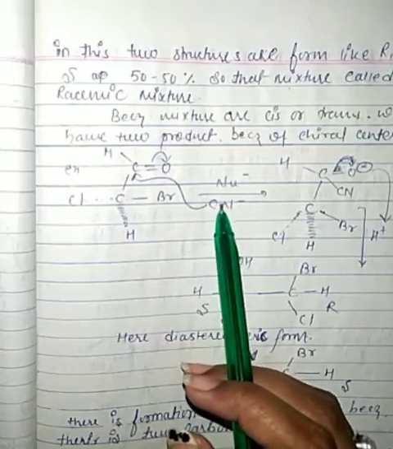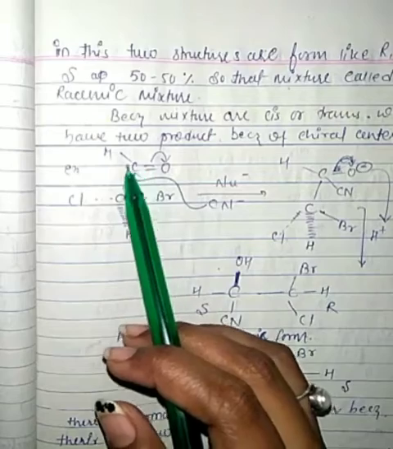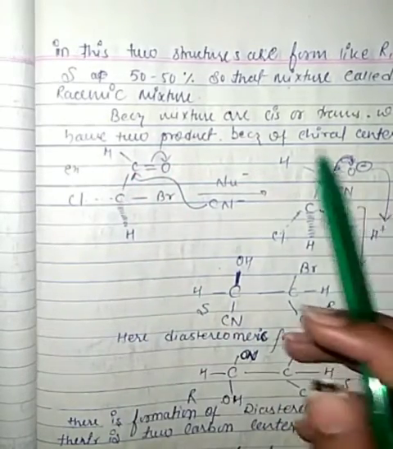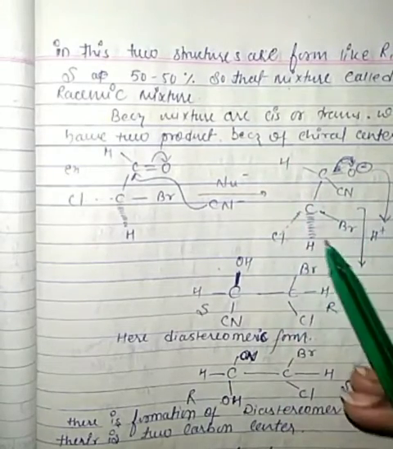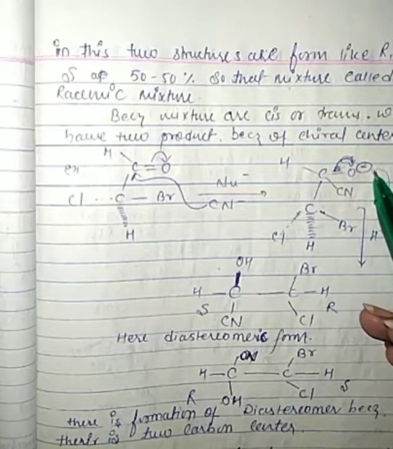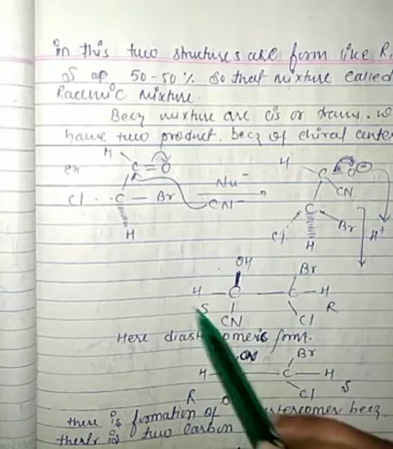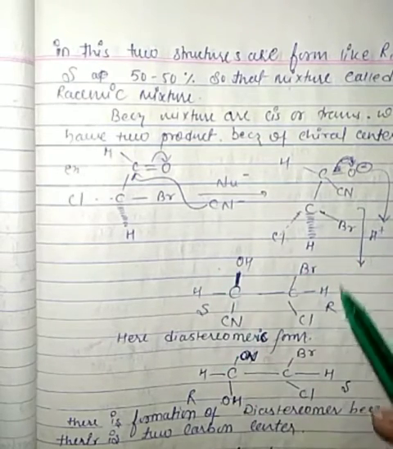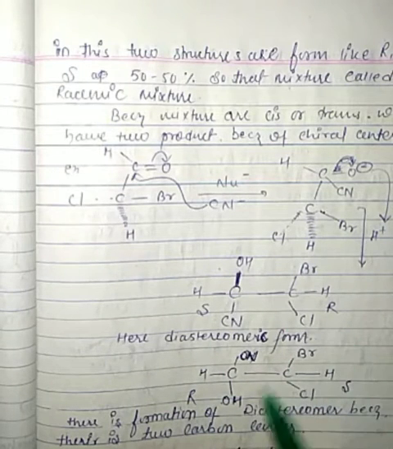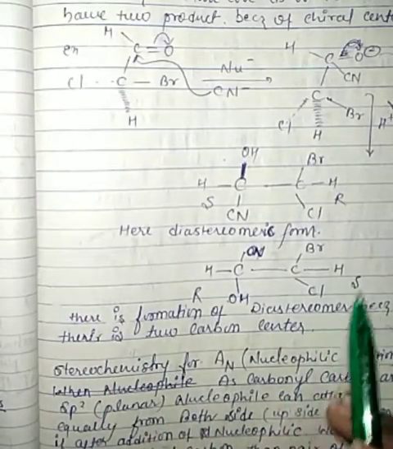So here cyanide, CN minus, as a nucleophile attacks at the carbon center and this bond is shifted to oxygen, and we find an intermediate. Next, O negative accepts a hydrogen or a proton and forms this one. This is our desired product. This is the diastereomeric form, and there is formation of diastereomer because there are two carbon centers.